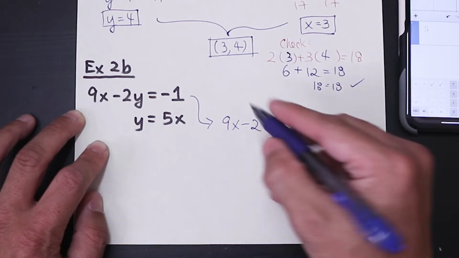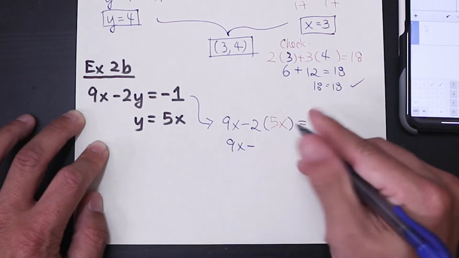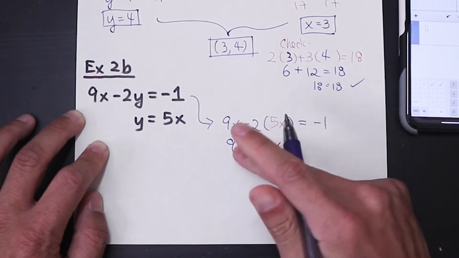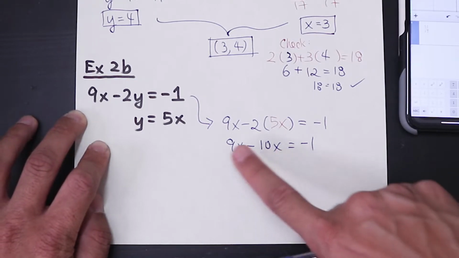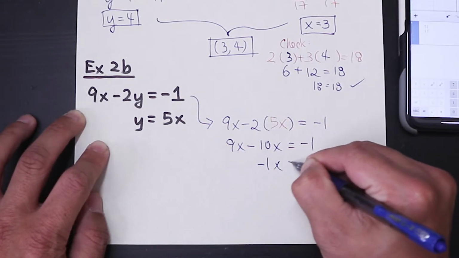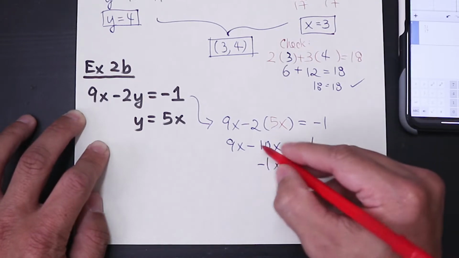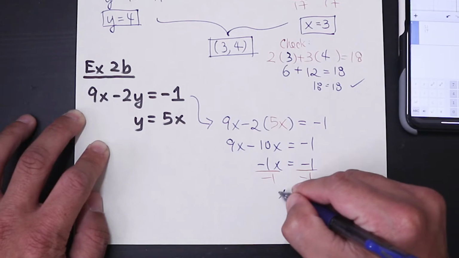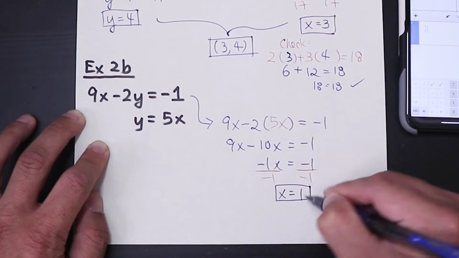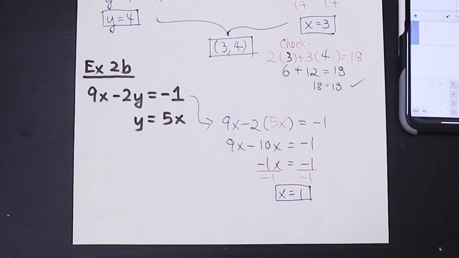What's 2 times 5x? So 2 times 5x is 10x. So 9x minus 10x is equal to negative 1. Well, these two are like terms, so 9 minus 10 is negative 1x is equal to negative 1. And then when you divide both sides by negative 1, negative divided by negative is positive, so x is equal to 1. And again, you found one of the two answers.